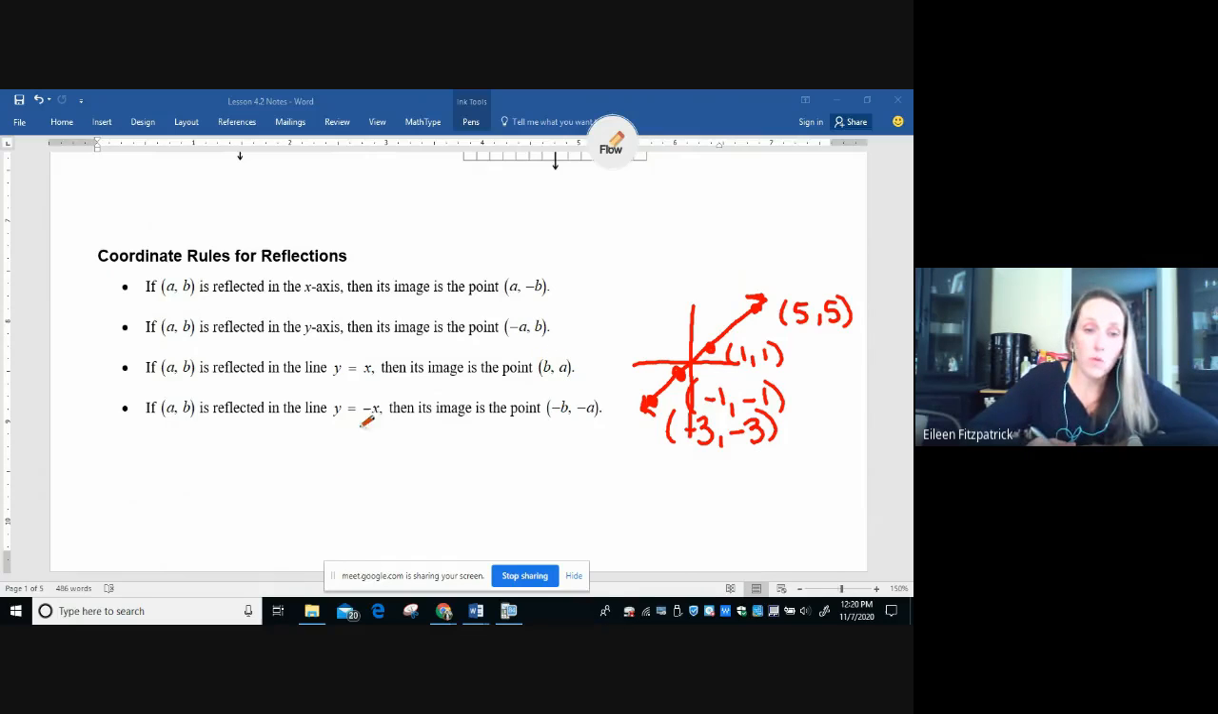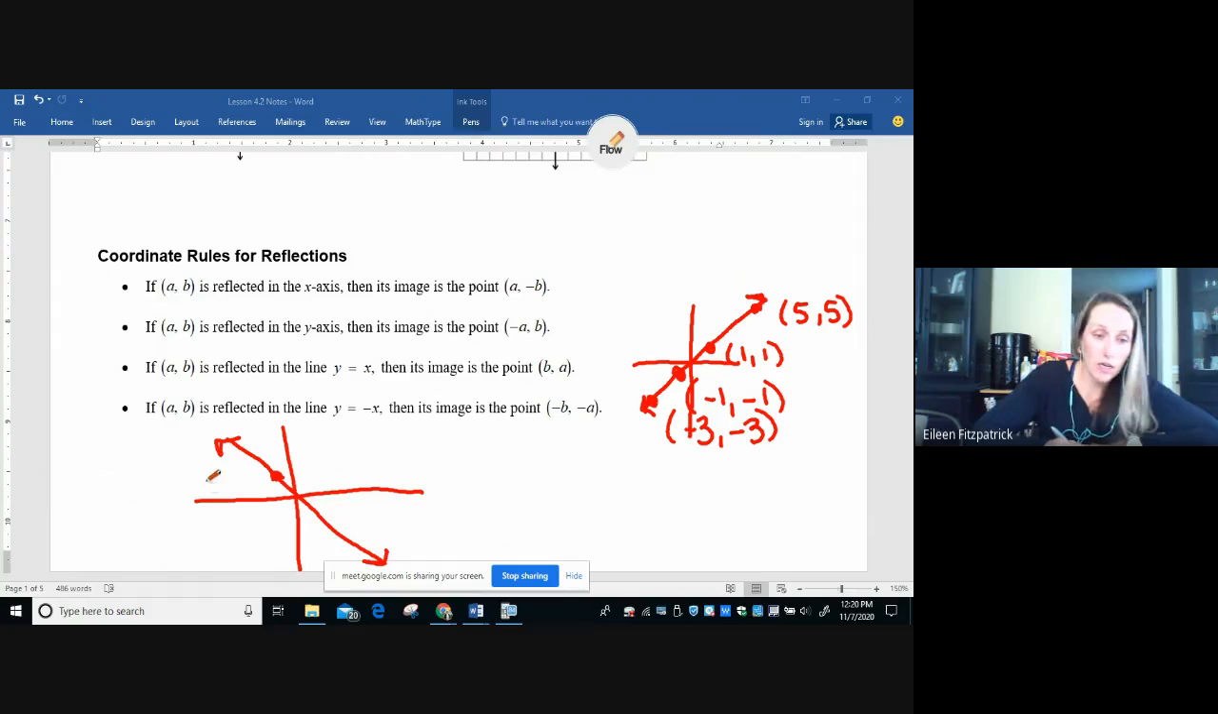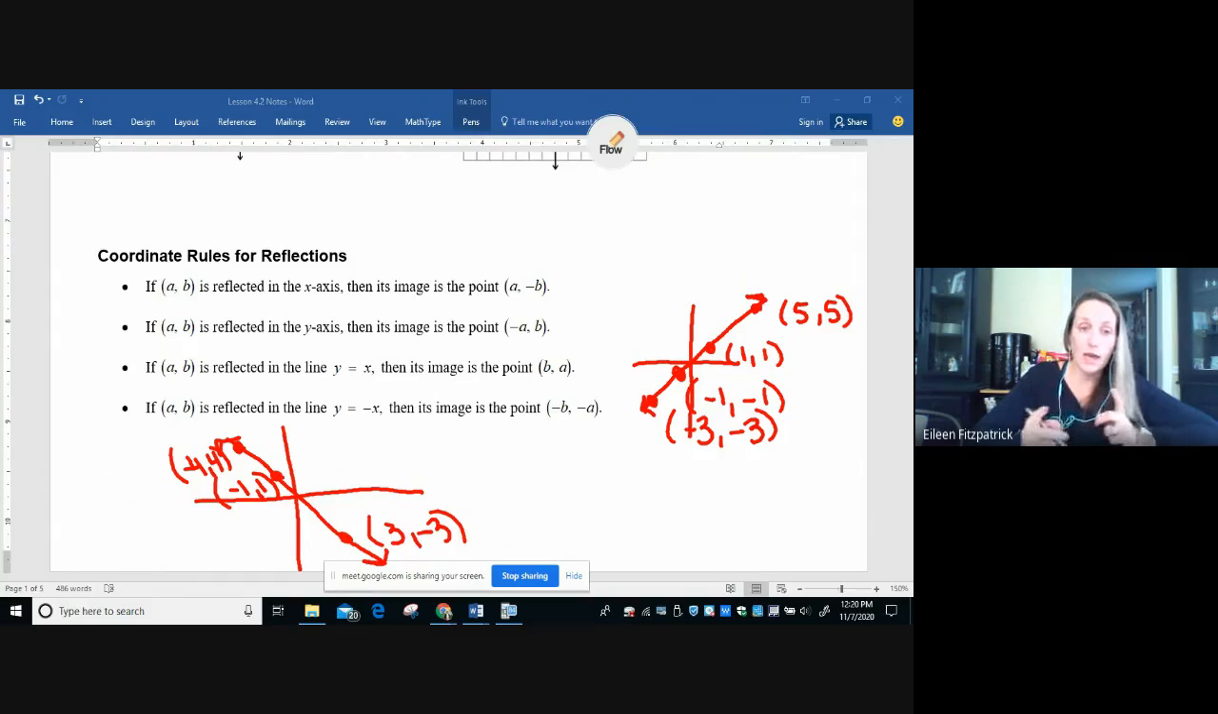And when you reflect over the y equals -x, then the coordinate is going to flip and change signs. And the y equals -x is this line here. Think about some coordinates that are located on that line, like this point here is located at (-1, 1). This point here, we'll call that (-4, 4). This point down here, we have (3, -3). So you can see they have the same number, but different signs.